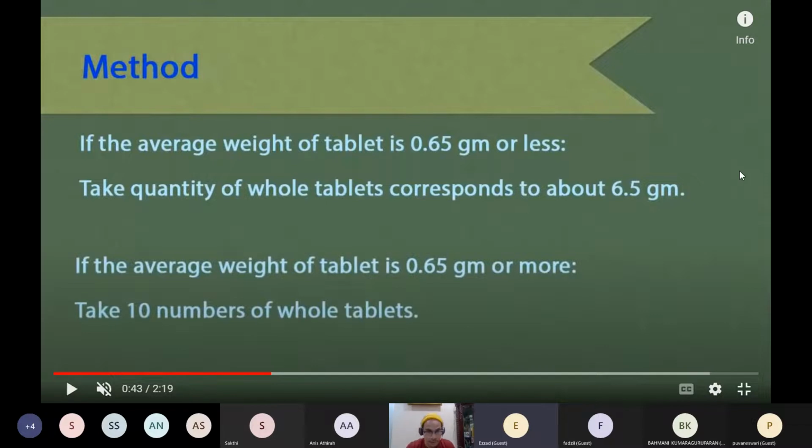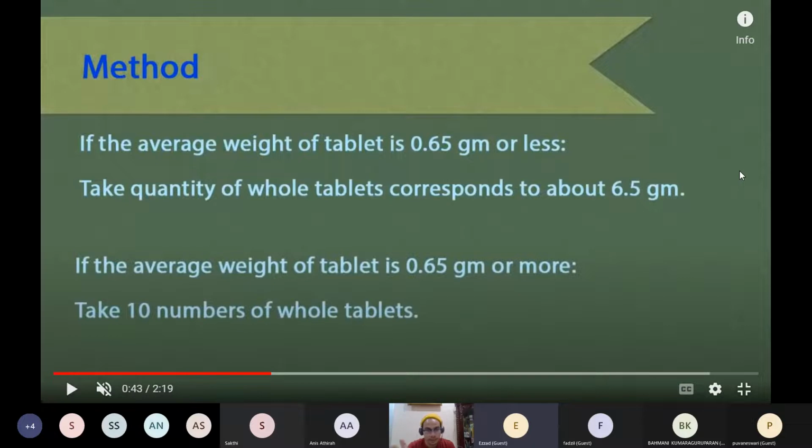Maksudnya, kalau average of the tablet is 0.65 gram or less, kita ambil, doesn't matter how many tablets, but just make sure the total will amount to 6.5 gram. Make sure the total weight of the tablet must correspond to 6.5 gram. Okay, and if the average weight of the tablet is 0.65 grams or more, you take 10 tablets. So the thing that you have to know is bila production dah siap buat satu batch ubat, dia dah buat satu batch tablet, dia akan hantar like a few tablets, 50 to 100 tablets to QC lab for testing.